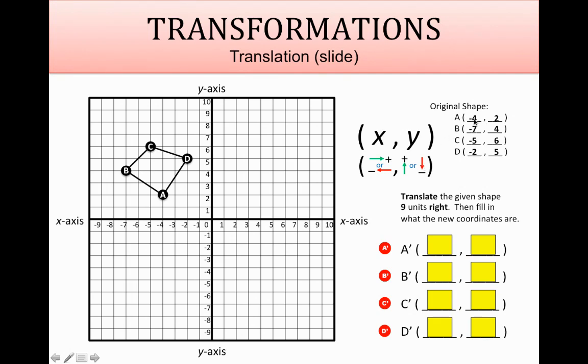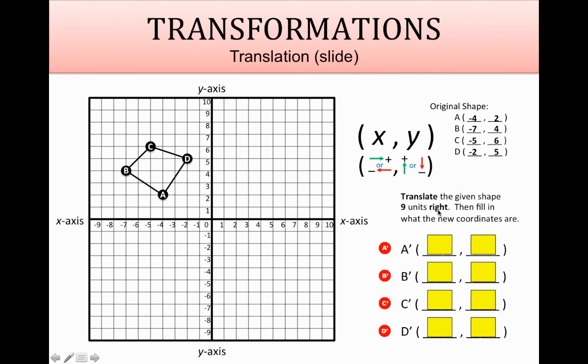So if you take a look, negative 4, 2, you're always starting from the origin. Negative 4, 2 is where A is. Negative 7, 4 is where B is. Negative 5, 6 is where C is. And negative 2, 5 is where D is. Now what we're going to do is translate or slide the given shape, the original, 9 units to the right.